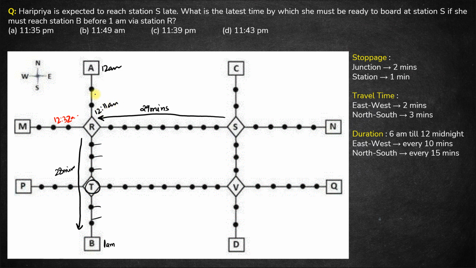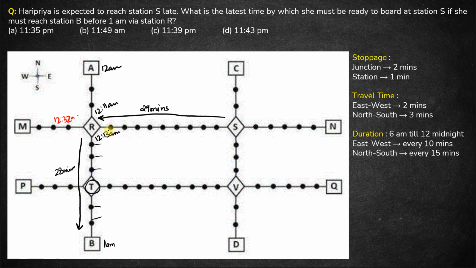If it reaches at 12:11 am, it will leave at 12:13 am after a waiting time of 2 minutes at R, right? So the latest train that Haripriya can board is at 12, sorry, it should be 13. 12:11 plus 2 minutes is 12:13 am in the night, right? So the latest train she can board is at 12:13 am and not 12:32. This was the latest if there was a train available, but the last train available is at 12:13. There is no train available after 12:13.